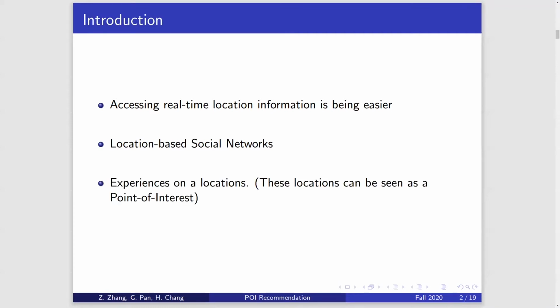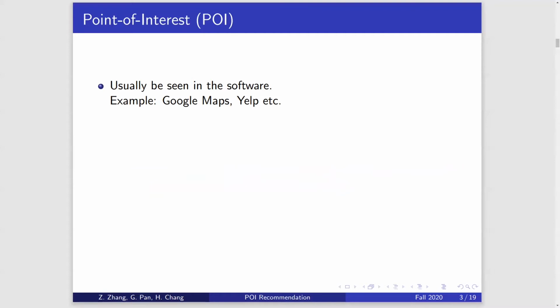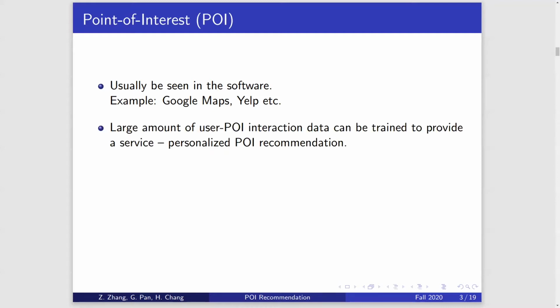Imagine that you are sharing your experience on a location, such as a restaurant, museum, or park, on the internet. This location point on the map can be seen as a point of interest. Point of interest, which has the short form POI, can usually be seen in software such as Google Maps and Yelp. Due to the popularity of the software, there is a huge amount of user-POI interaction data, and this data can be used to train a model to provide personalized POI recommendation.